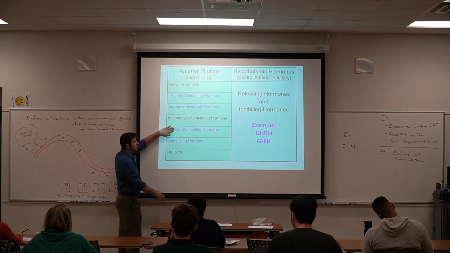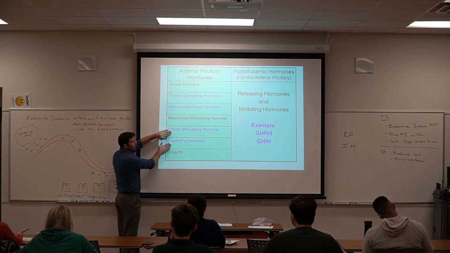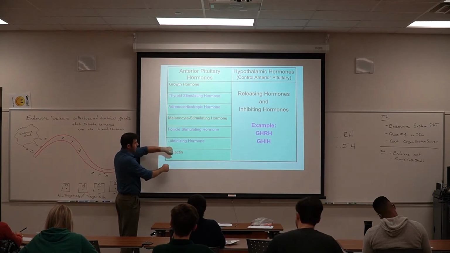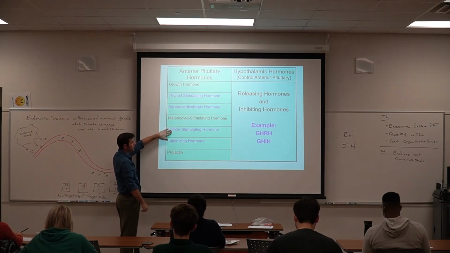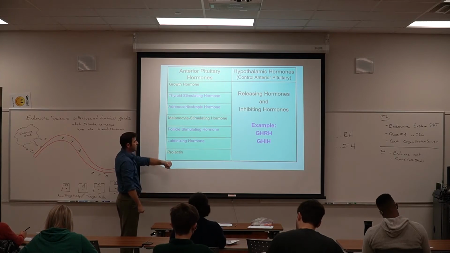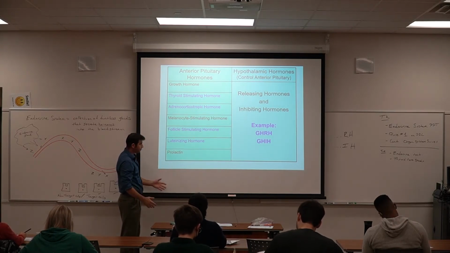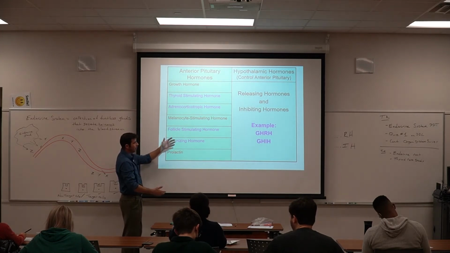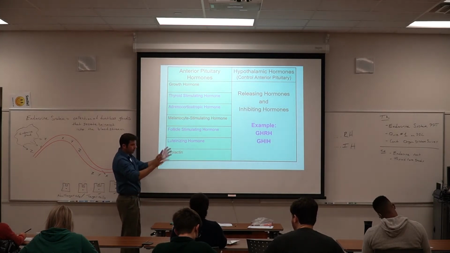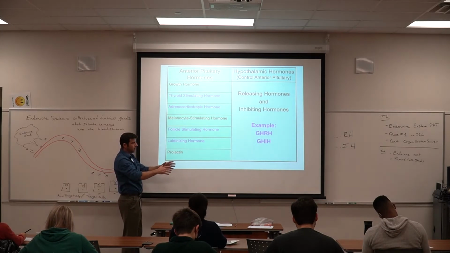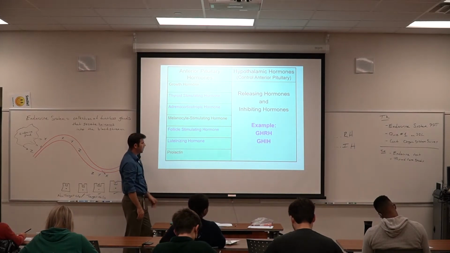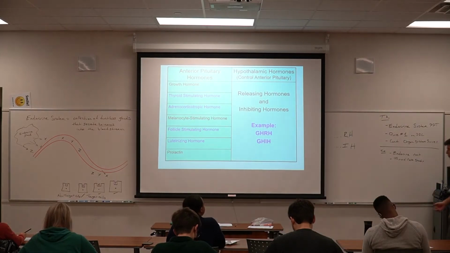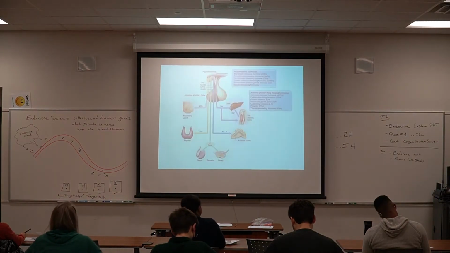Follicle stimulating hormone and luteinizing hormone are both going to be going after reproductive organs. So follicle stimulating hormone is going after ovaries or testes. Luteinizing hormone is going after ovaries to cause rupturing of the follicle and ovulation to occur, or in males stimulating testosterone production. Anyway, here's another slide that kind of shows that.